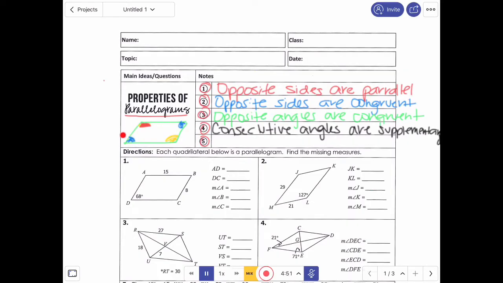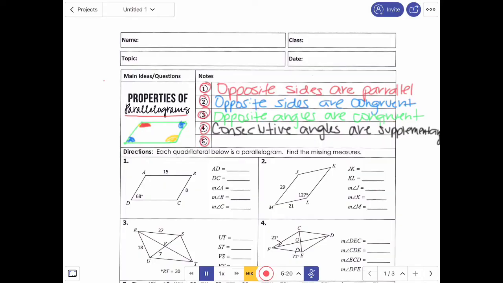Same idea if I went with this blue angle and this yellow angle. If I added here and here, that should add up to 180 degrees every single time. Because supplementary means adds up to 180, or if you put the 2 angles together, they would make a straight line. So however you want to remember that, the angles right after each other, or 2 consecutive angles, are supplementary.